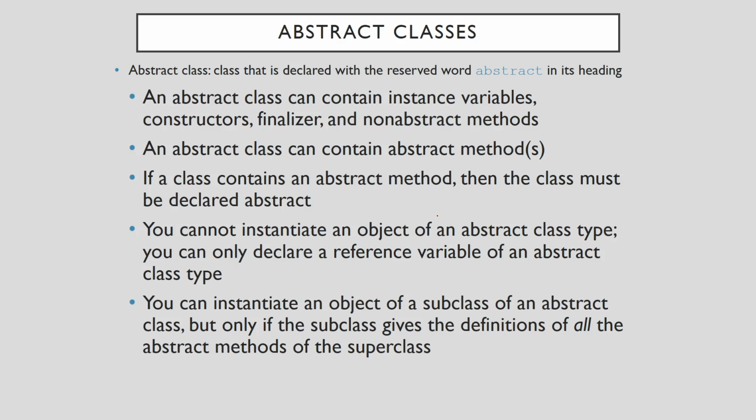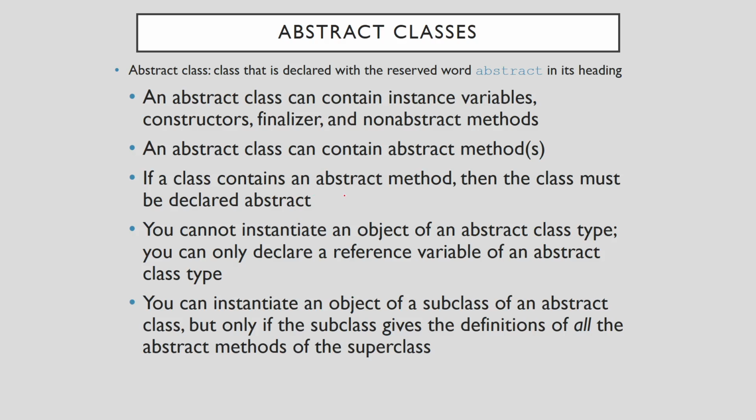Now, to implement abstraction in Java, we have to know the following concept. An abstract class is a class that is declared with the reserved word abstract in its heading. An abstract class can contain instance variables, constructors, finalizer, and non-abstract methods.